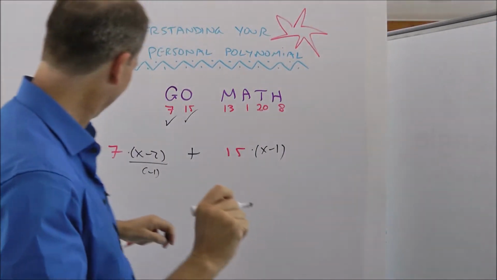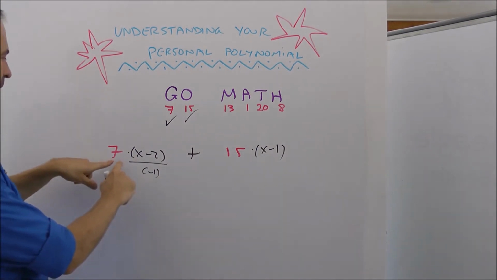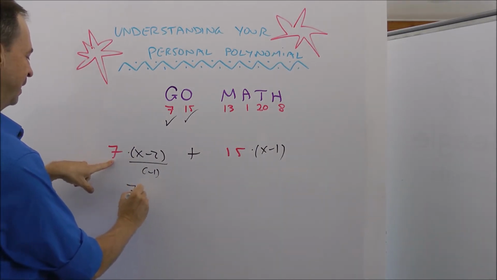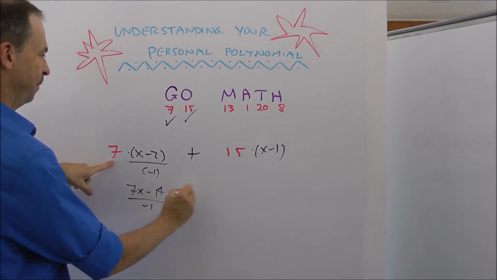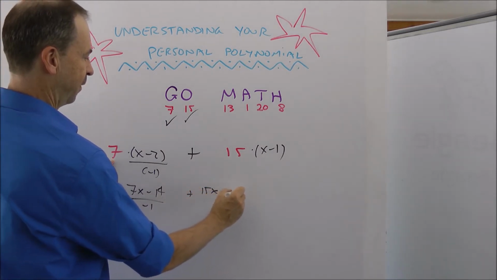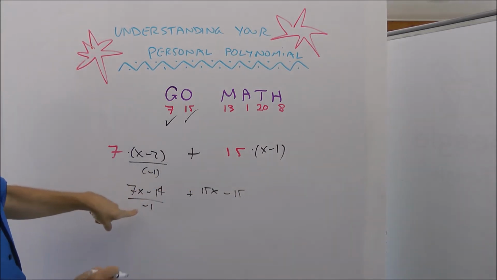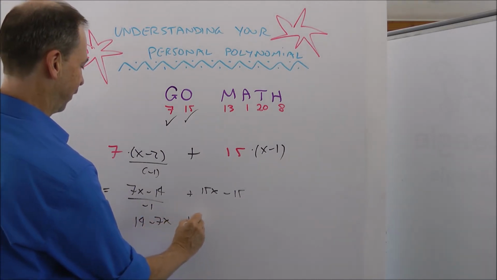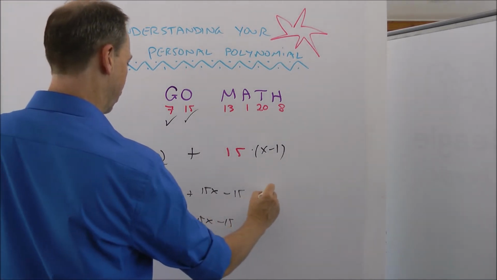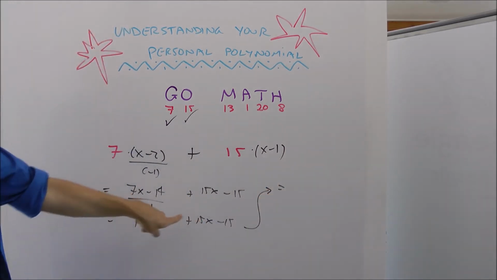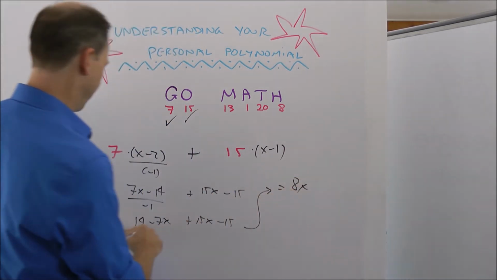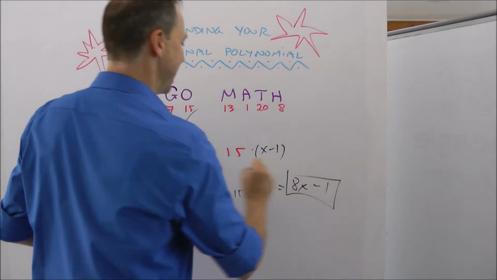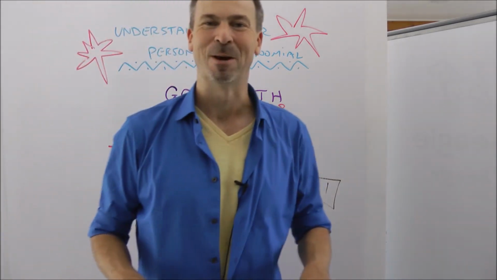Now, it looks pretty messy right now, but I can make it a little bit simpler. For example, this is really what? 7x minus 14 over negative 1 plus 15x minus 15. Or take that negative from the bottom, because it really makes this 14 minus 7x plus 15x minus 15. So what does that give me? That gives me 8 x's, and 14 minus 15 is minus 1. There is the formula that spells go, 8x minus 1.